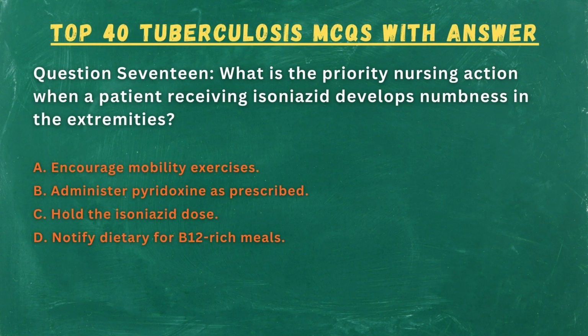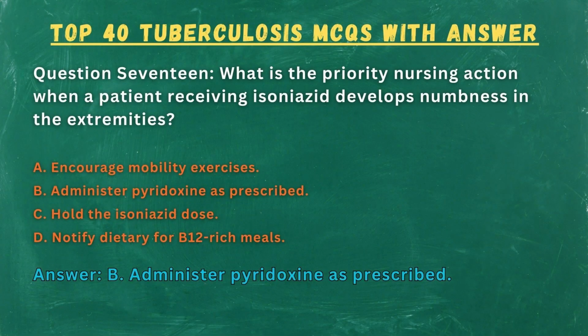Question 17. What is the priority nursing action when a patient receiving isoniazid develops numbness in the extremities? A. Encourage mobility exercises. B. Administer pyridoxine as prescribed. C. Hold the isoniazid dose. D. Notify dietary for B12 rich meals. Answer: B. Administer pyridoxine as prescribed.